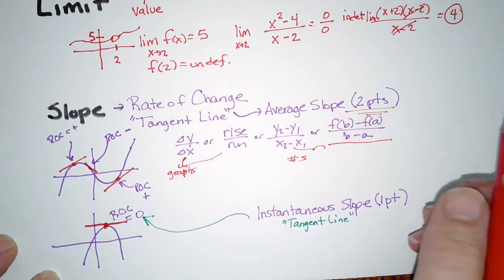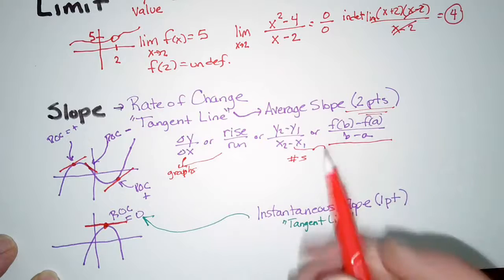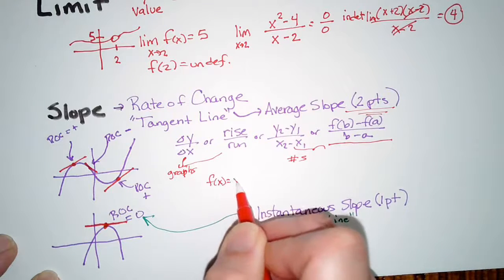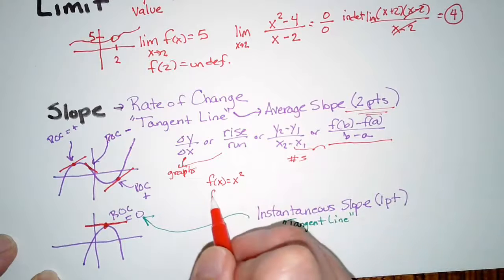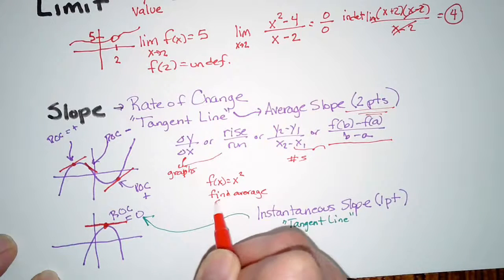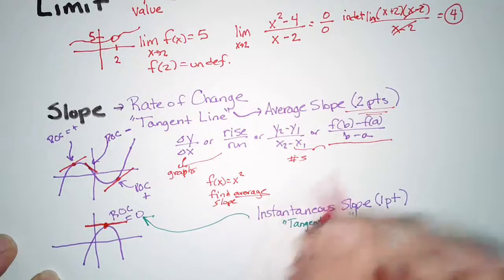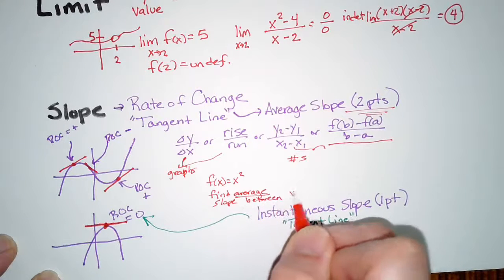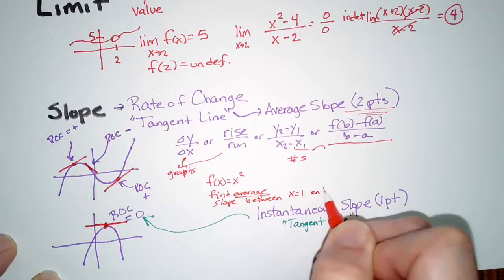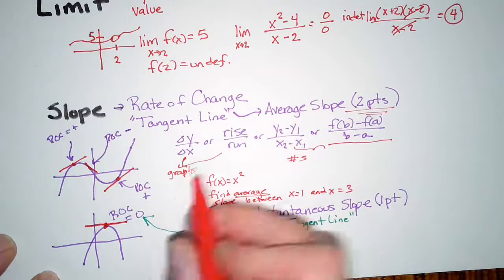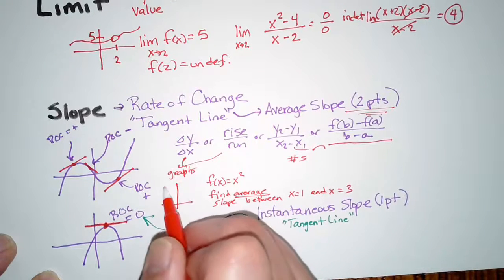An example of a problem, algebraically, would be the following. Let's say that f of x equals x squared, and it asks me to find average slope. So as soon as we hit the average, it's going to be 2 points between x equals 1 and x equals 3. So really quick, if I were to graph what that would look like, I'll draw a small picture here. Here's y equals x squared.